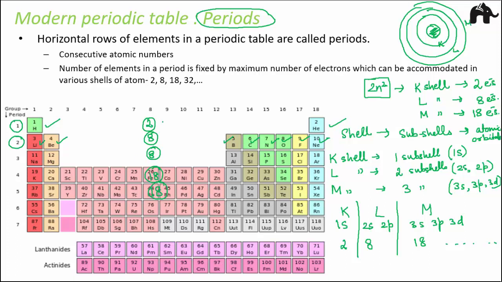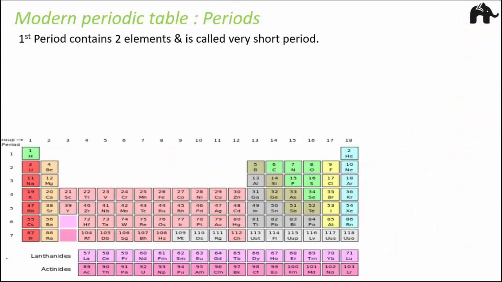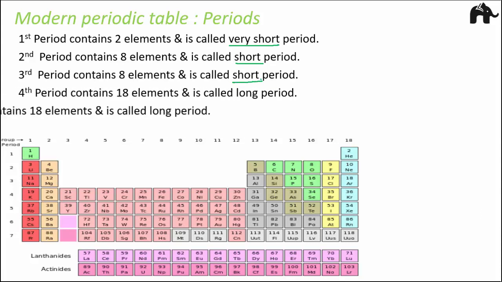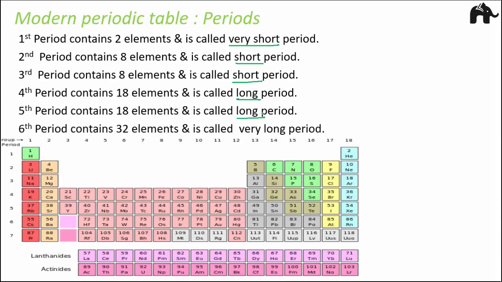And based on that only, we decide how many elements can be there in each of these periods. So you see, you are getting these numbers, right? 2, 8, 18, 32, and so on. Next, we see that the first period has 2 elements, so it is called a very short period. The second and third periods have 8 elements. They are called short periods. The fourth and fifth periods have 18 elements. They are long periods. And the sixth one has more than 18 elements, and that is called a very long period.